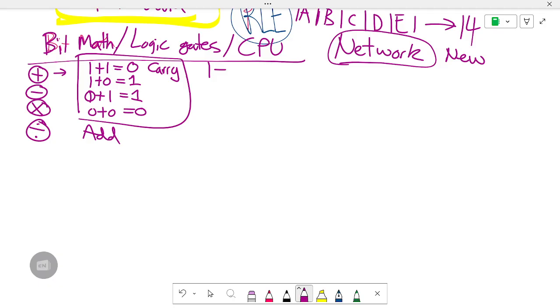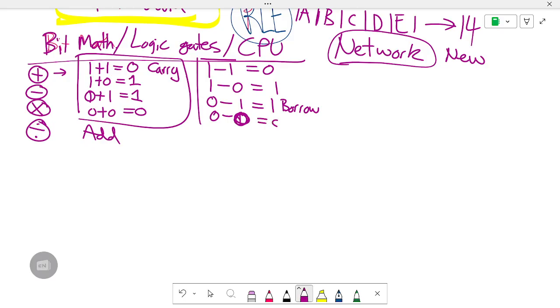Subtraction, 1 minus 1. Wendy, tell me the rules. 1 minus 1 equals 0. 1 minus 0 equals 1. 0 minus 1 equals 1, but with a borrow. 0 minus 0 equals 0. These are the rules for binary subtraction.